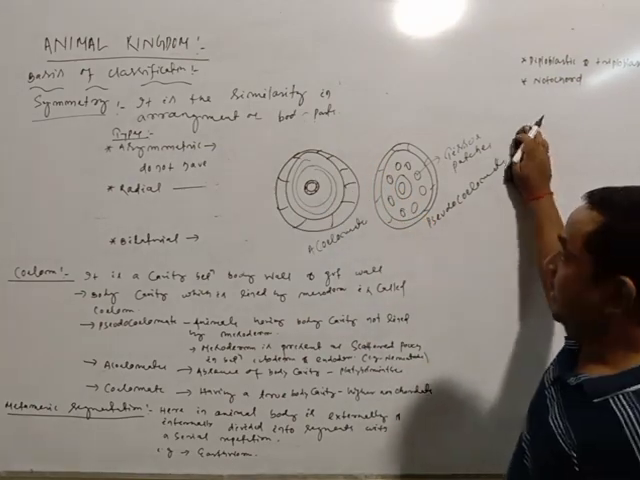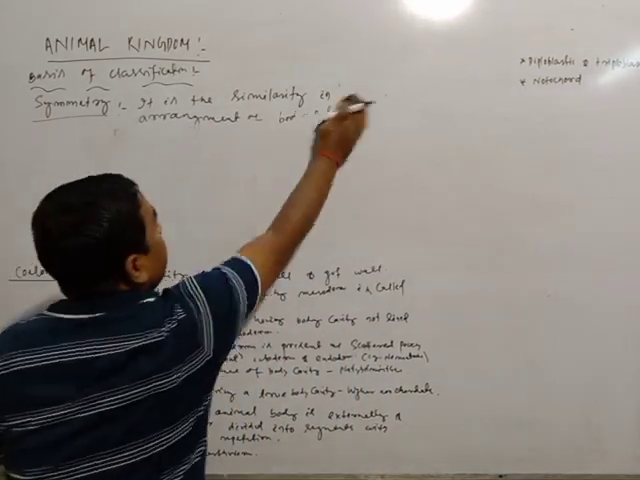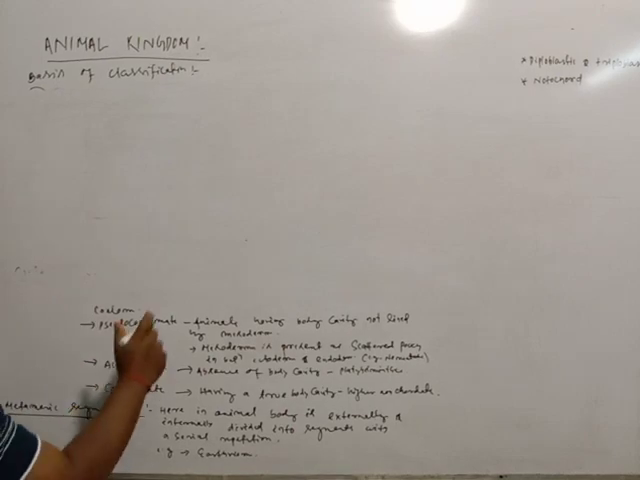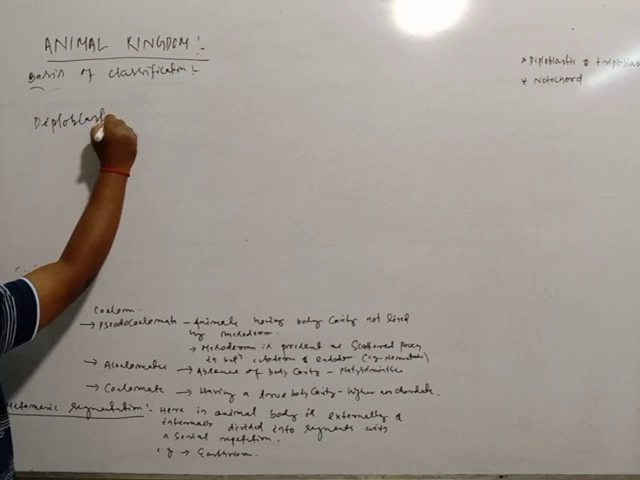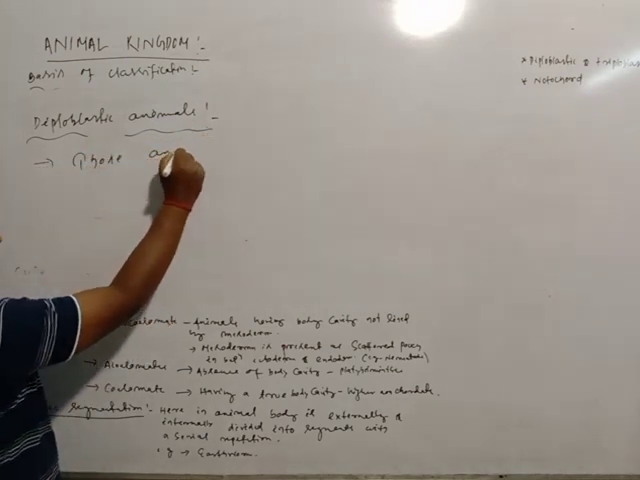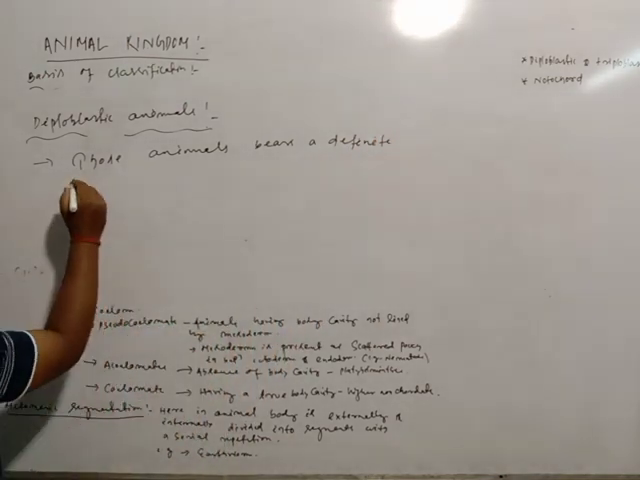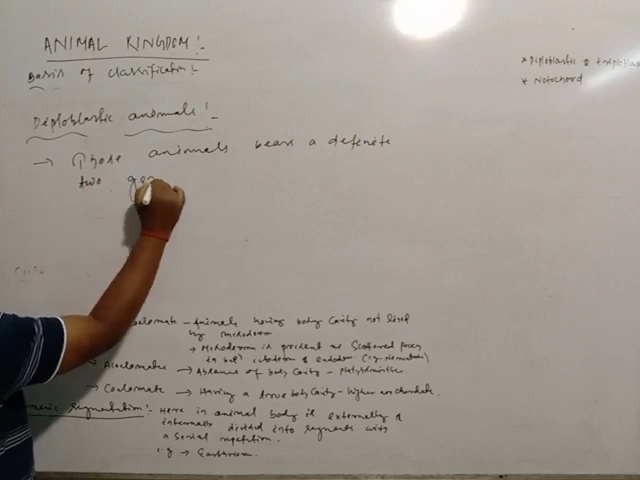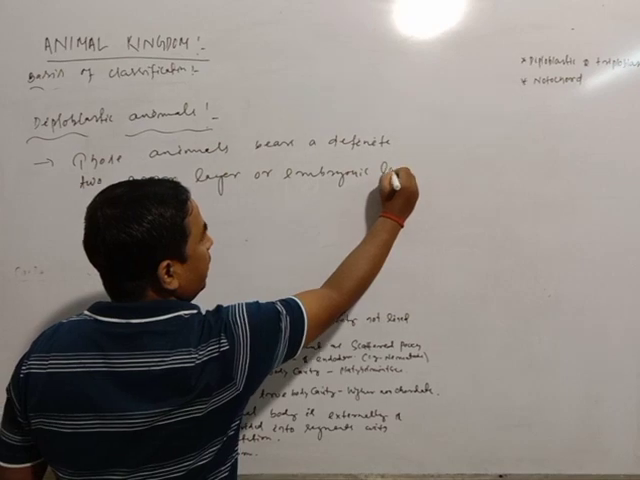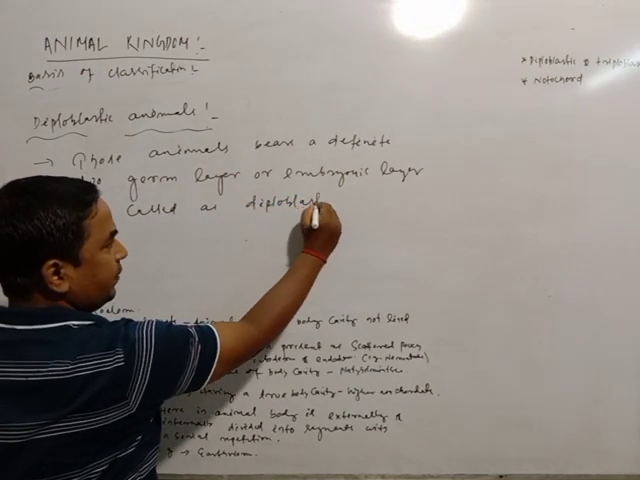Anyway, next we will discuss what is diploblastic and triploblastic. See, diploblastic means those animals which bear a definite two germ layers or embryonic layers are called diploblastic animals.